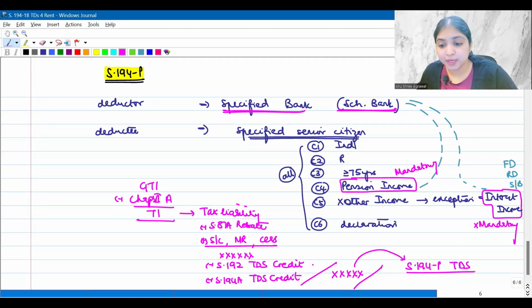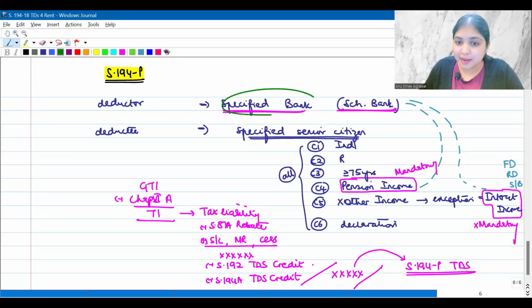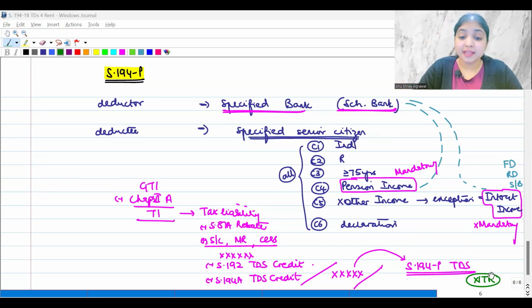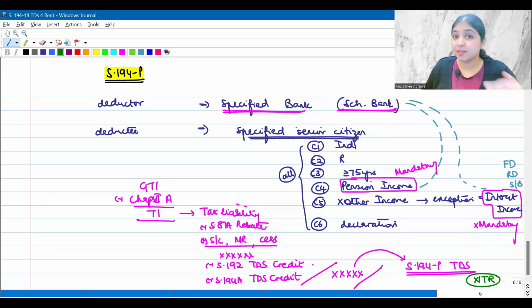And one very important point, remember, if the banker is deducting this amount as section 194P TDS, then this specified senior citizen need not even file his ITR. No need to file ITR at all. That's all. Very simple section. This was section 194P. Understanding everybody, I'll repeat once again.